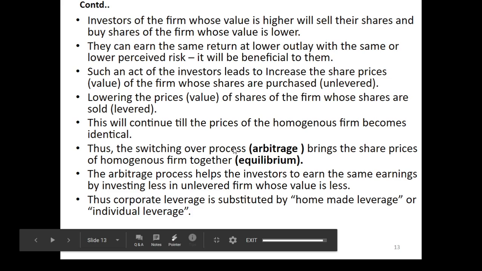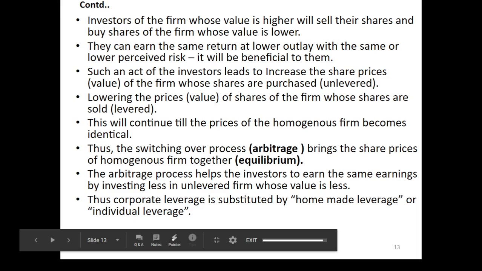Investors of the firm whose value is higher will sell their shares and buy shares of the firm whose value is lower. They can earn the same return at a lower outlay with the same or lower perceived risk. It will be beneficial to them. Such an act of investors leads to an increase in the share prices or value of the firm whose shares are purchased, the unlevered firm, lowering the prices or value of shares of the firm whose shares are sold, the levered firm. This continues till the prices of the homogeneous firms become identical.